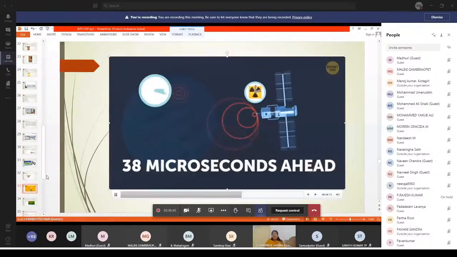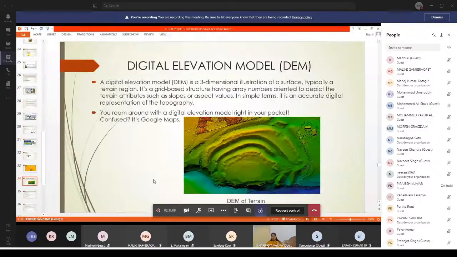Now let us discuss the digital elevation model. A digital elevation model (DEM) is a three-dimensional illustration of a surface, typically a terrain region. It's a grid-based structure having array numbers oriented to depict the terrain attributes such as slopes or aspect value. In simple terms, it is an accurate digital representation of the topography.